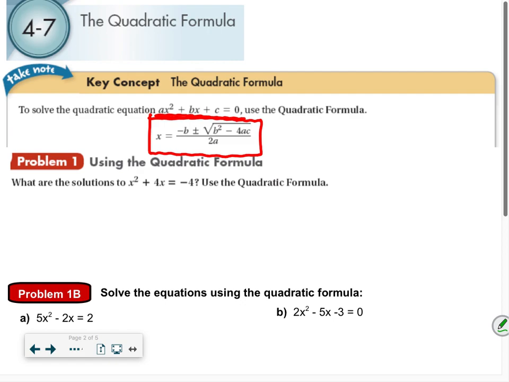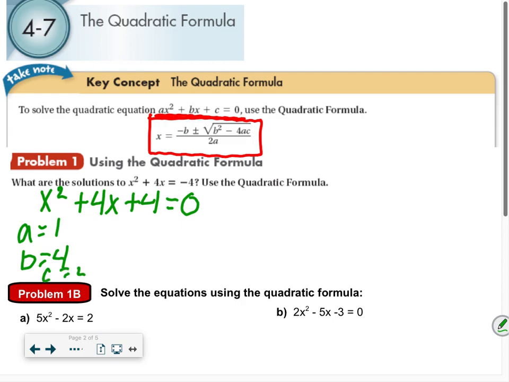What am I going to do with the negative 4? Add it. So I have x squared plus 4x plus 4 equals 0. Now we make it equal to 0 again. From that, we get our a, b, c just like before. A is the thing attached to x squared. So in this, my a is 1, b equals 4, and c also equals 4.